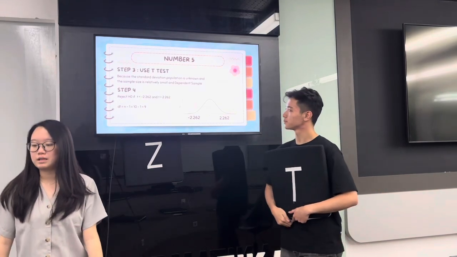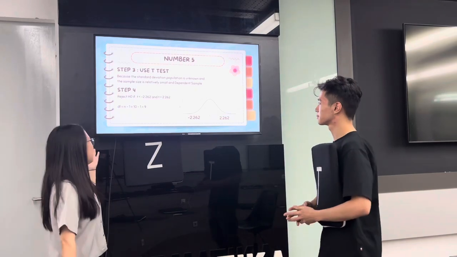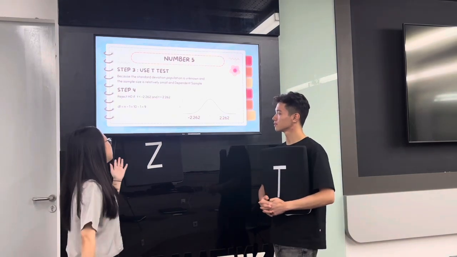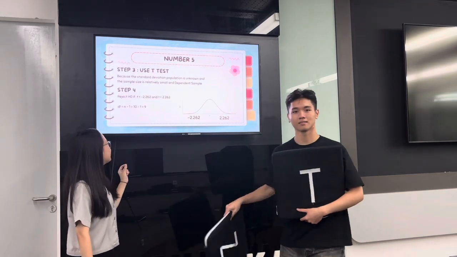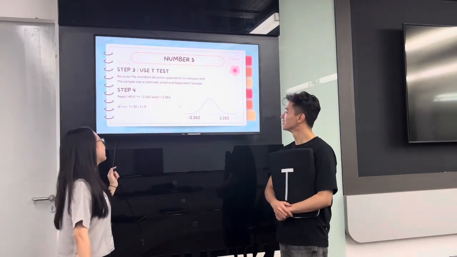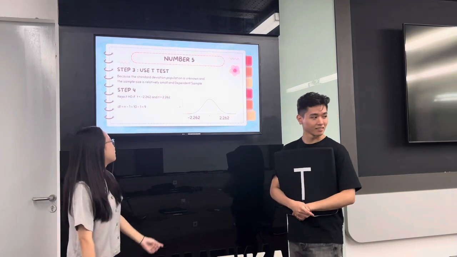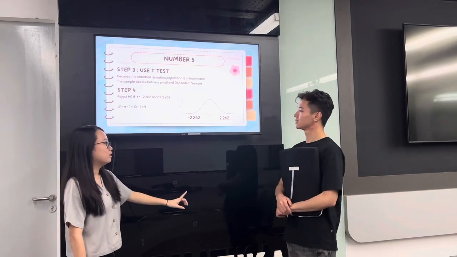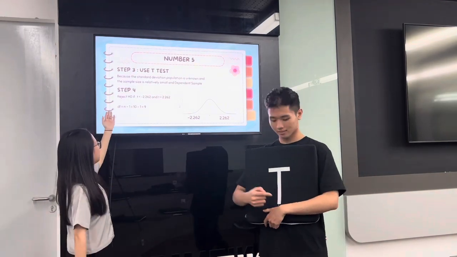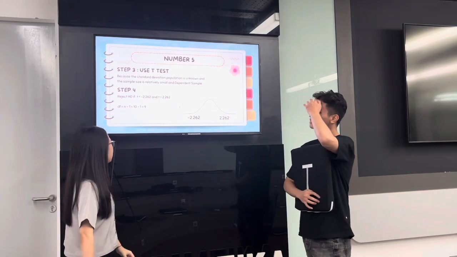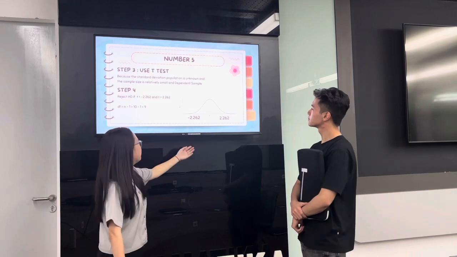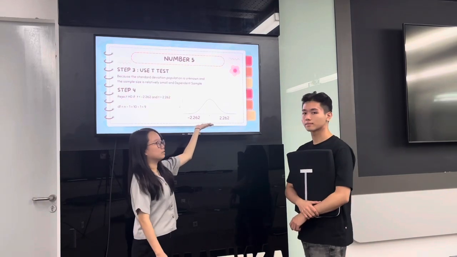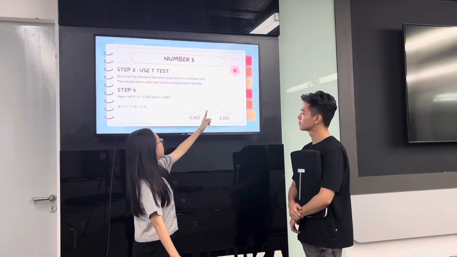So step 4. Reject the null hypothesis if T is less than minus 2.262 and T is greater than 2.262. We get the degree of freedom, n minus 1. It equals 10 minus 1, which equals 9. And we get this from the table, to tell the right and left.